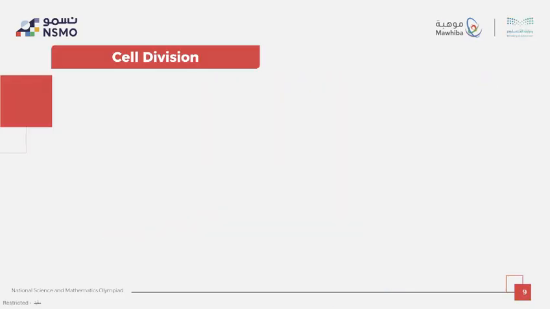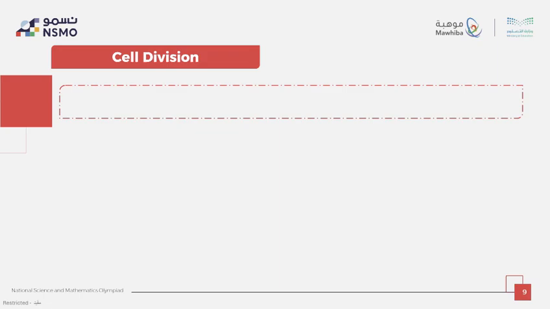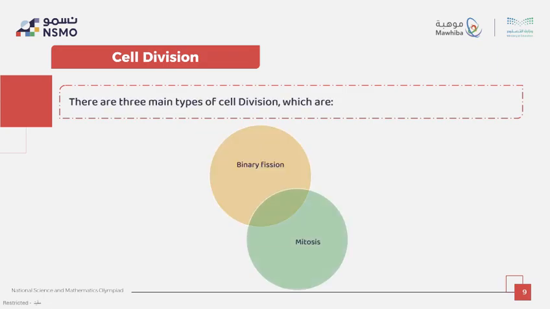Let's move on to cell division types. There are three main types: binary fission in bacteria, mitosis for growth, and meiosis for reproduction. Look at this picture. The Venn diagram shows that each has a unique function in life, but we need them all to stay alive.